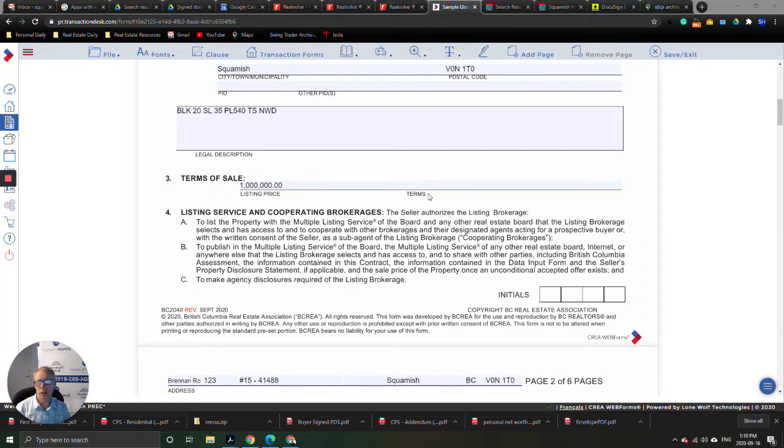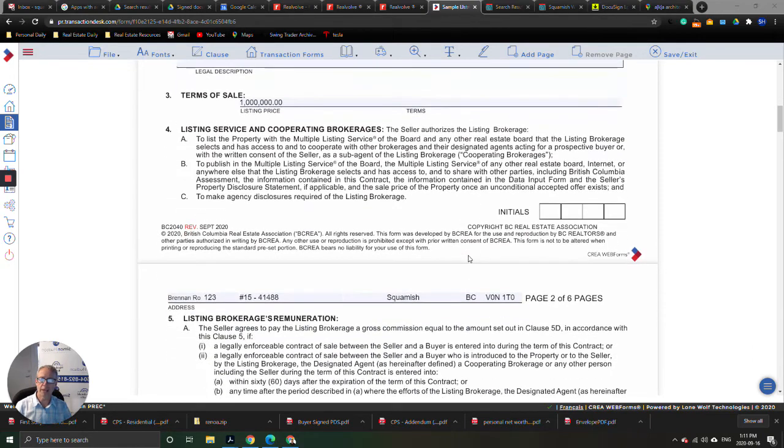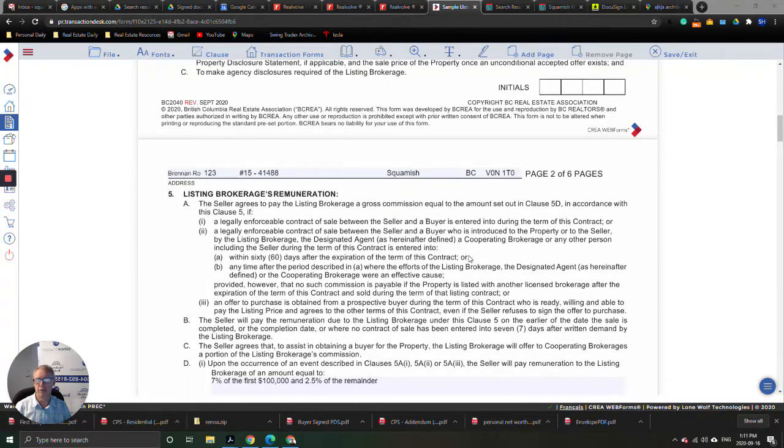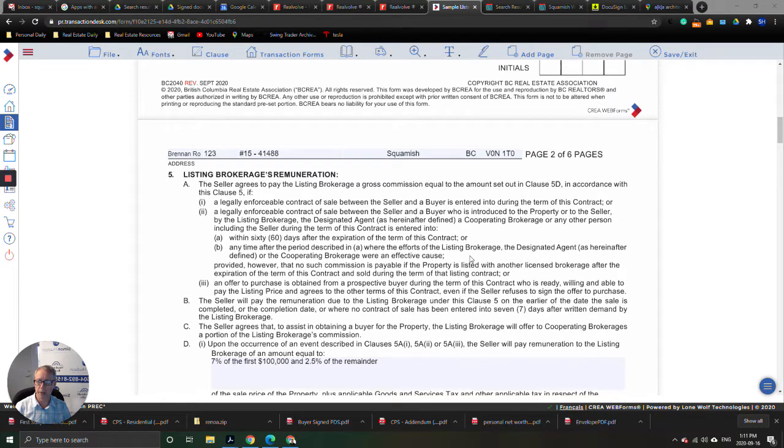In terms of sale, you will have the listing price here. Terms here will always say all cash. In other words, you're not taking a trade for the property. And then listing service and cooperating brokerage. Anything that we put on the MLS service goes out to all realtors that have access to the MLS system, so they can utilize that to market to their clients and to market the property as well.